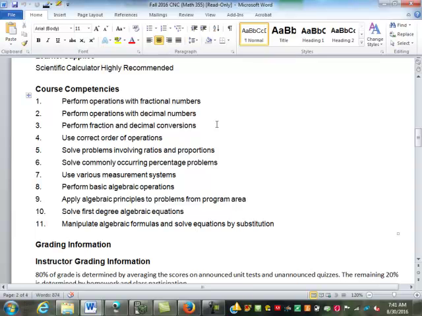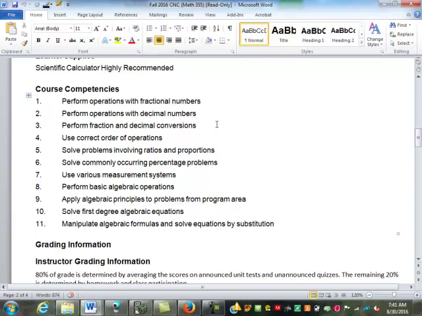This is a basic arithmetic and algebra course, a little bit of geometry. So we start off with operations with fractions, decimals, whole numbers, conversions between fractions and decimals, percents, ratios. We spend a lot of time on measurement and converting units of measure, calculating with measurements, basic areas and volumes. And then we get into some algebra, solving equations, some simple systems of equations, and things like that. So it's a lot of stuff wrapped into one class.